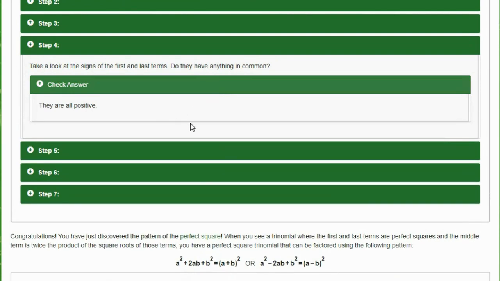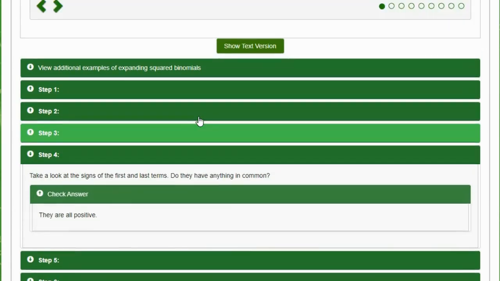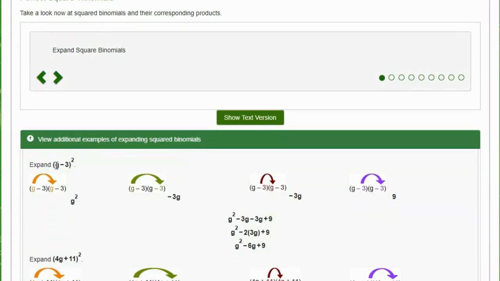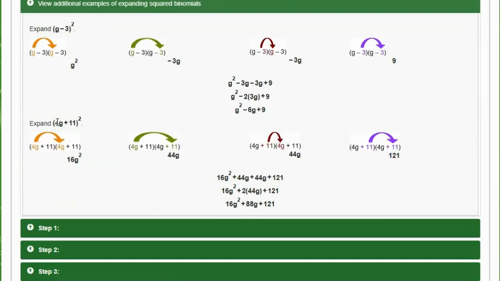And then the signs of the first and last terms are all positive. It's always positive at the beginning, like the G is always positive. The 4G is always positive. On this, it's always positive for the first term and the last term. It's just the middle term that can change.